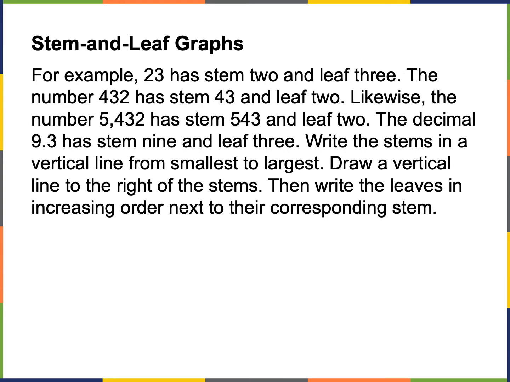To talk a little bit more about the stem and leaf: 23 will have stem 2 and leaf 3. For the number 432, the leaf is just the last number on the right, so the leaf is 2 and the stem is 43. If you have the number 5,432, the leaf would still be 2, but the stem is 543. For this decimal, for instance, the stem would be 9 and the leaf would be 3, so 9.3. The division would be right here.